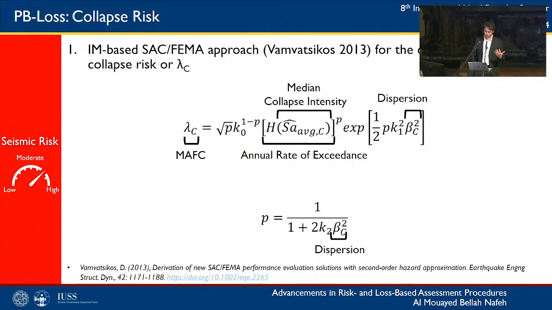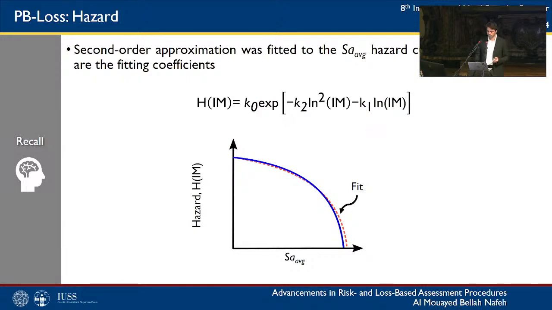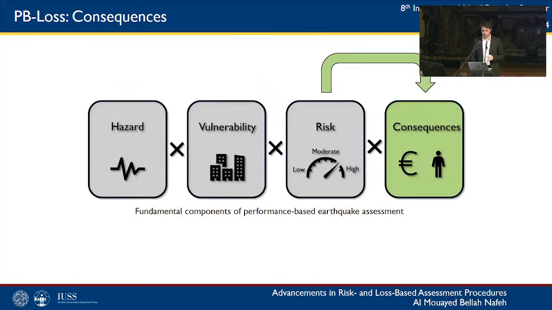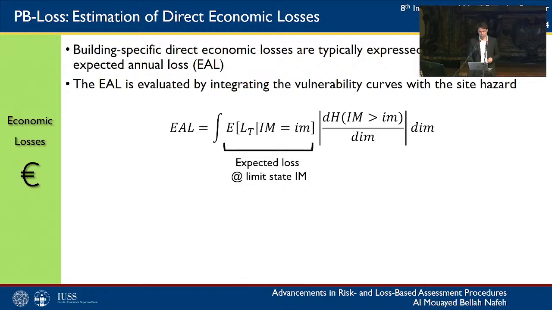With regards to seismic risk, particularly the collapse risk, the mean annual frequency of collapse is a paramount component of PB loss and in the construction of the loss curve. To this end, we use the IM-based closed form solution proposed by Vamvatsikos in 2013 for the direct estimation of the collapse risk, or lambda C. And lambda C is a function of the resulting k0, k1, and k2 coefficients from the second order fit to the average SA hazard curve and the median collapse intensity and associated dispersion that are direct outputs from the response estimation tool.